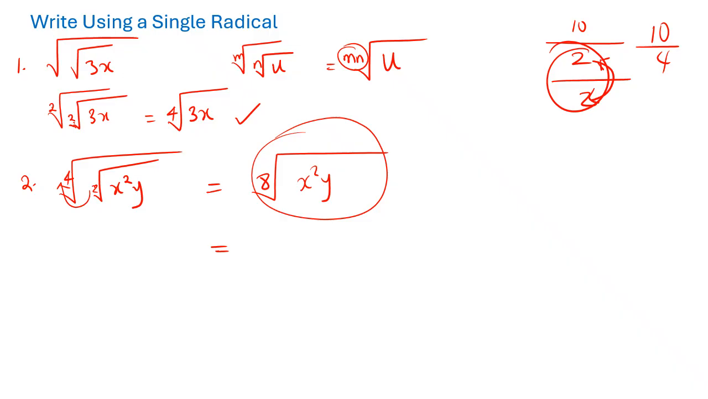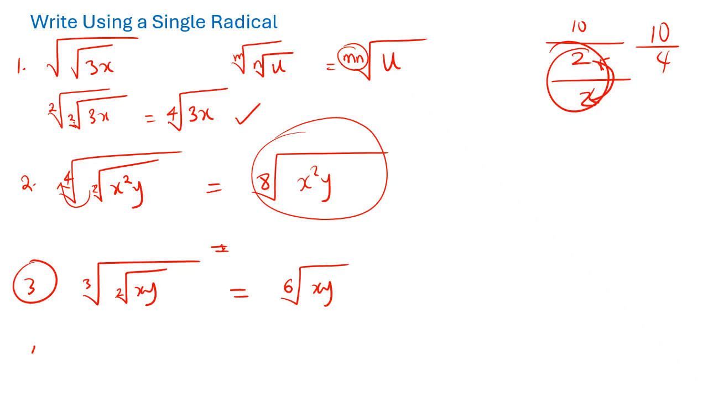Let's take number 3, just looking at examples that are very good. Let's say the cube root of the square root of xy. In this case, what can we do? Since there's a 2 here without being told, you just say 3 times 2, and it'll be the sixth root of xy. And that's done.